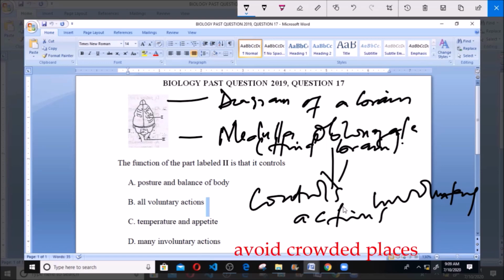It controls involuntary actions. All involuntary, or let's say many involuntary actions. Now, the function of the part labeled II will be option D. So D is the correct answer to this particular question.